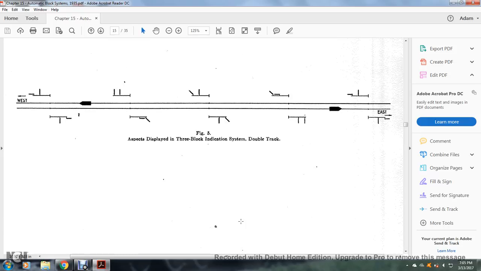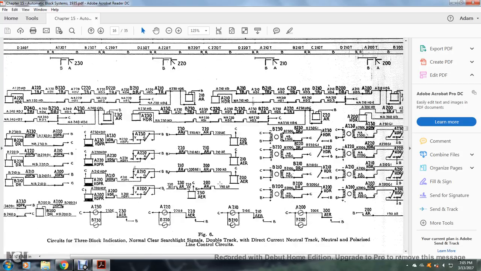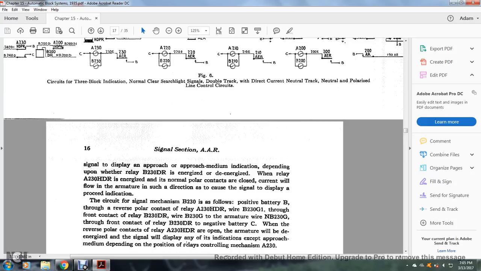Alright, this shows figure 3, the aspects displayed in the 3-block indication, double track. And this shows the circuit of the 3-block indication normal clear search signal, double track, direct current, normal track, neutralized line current control circuits. The signal displays the approach medium indication depending on whether the relay B230DR is de-energized and the relay A230HDR is energized.